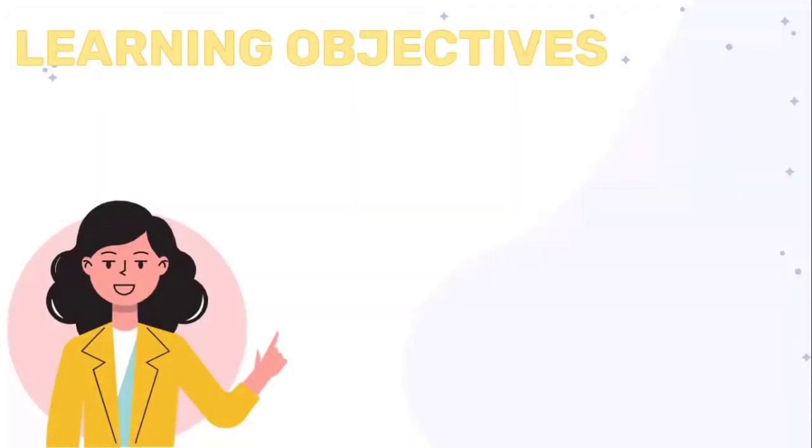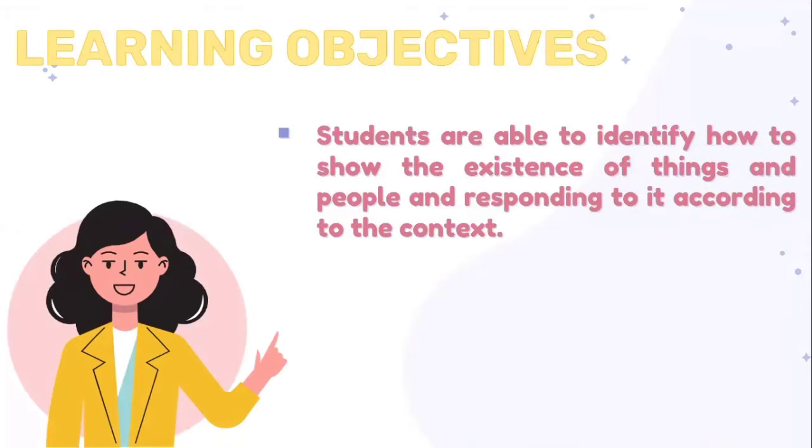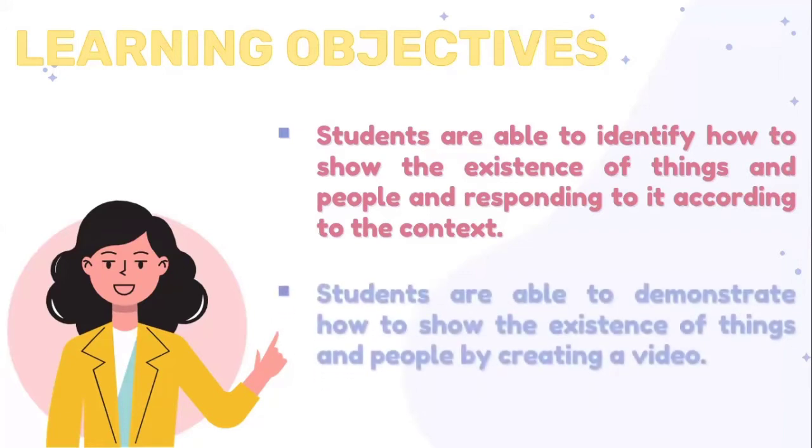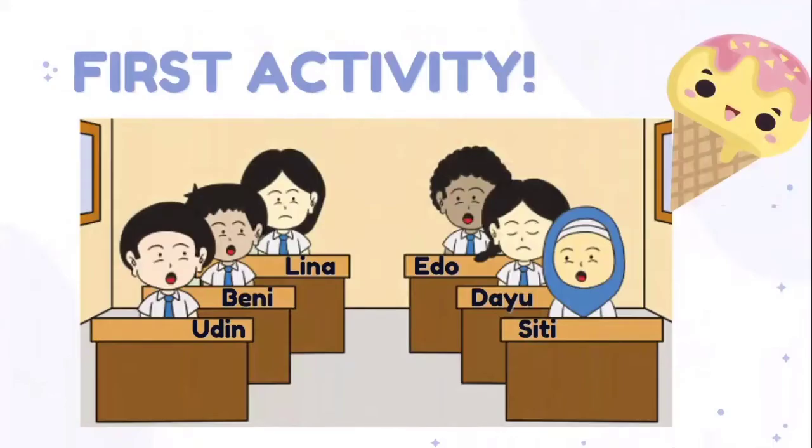After you learn the whole material, you are expected to be able to identify how to show the existence of things and people and respond to it according to the context. Also, you are expected to be able to demonstrate how to show the existence of things and people by creating a video. Well, before we jump into the material, let's have a look at this picture.